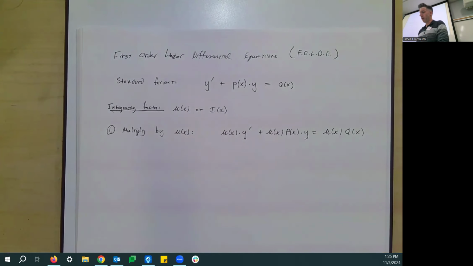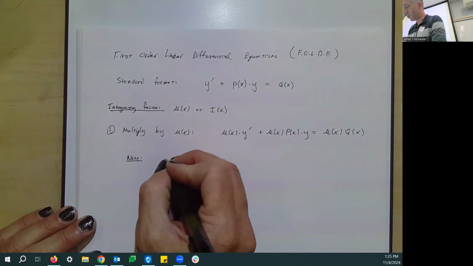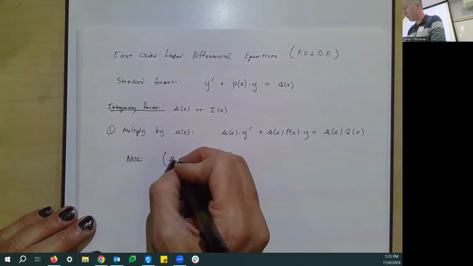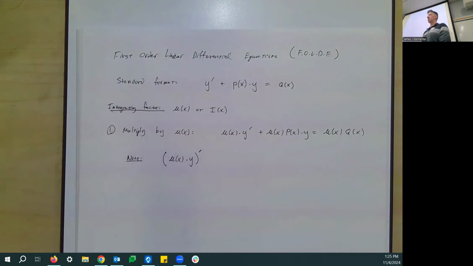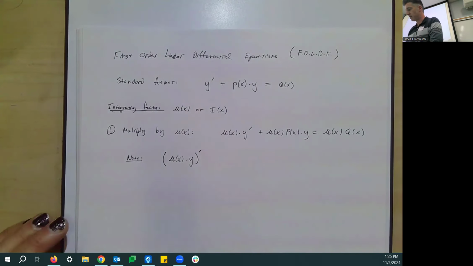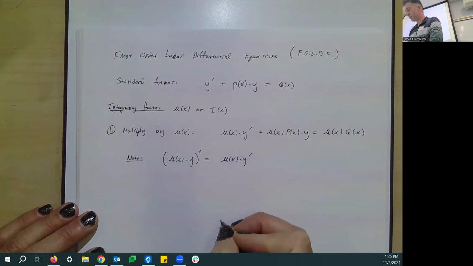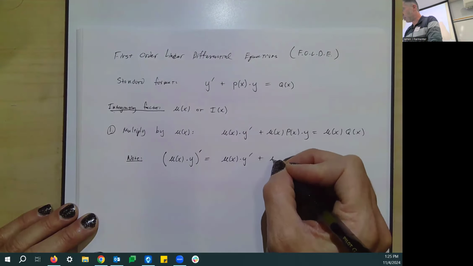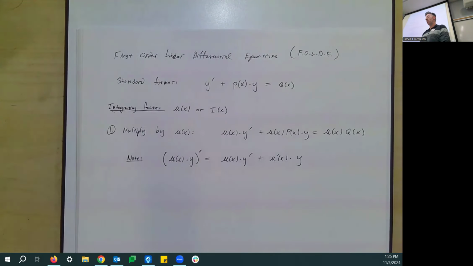So I want to point out that if I took the derivative of mu of x times y, where y is also a function of x, we're just being lazy and not writing y of x, using the product rule, and yeah, here's what we get. We would get mu of x times y prime plus mu prime of x times y.